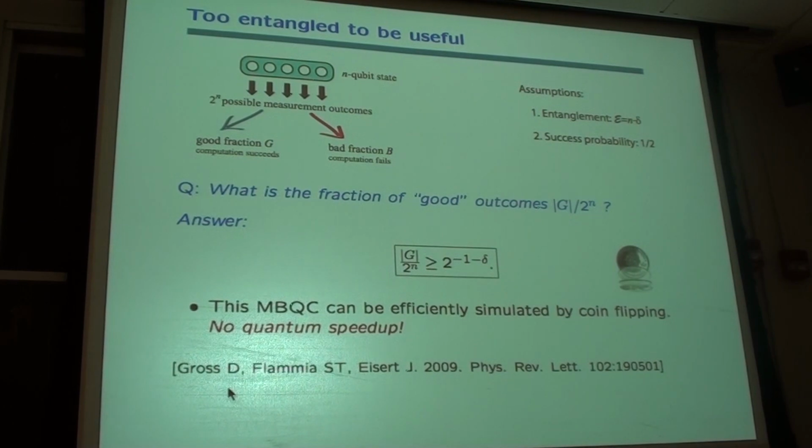What is the distinction between a good outcome and the success of the computation? There is no distinction. A good outcome leads to success of the computation.